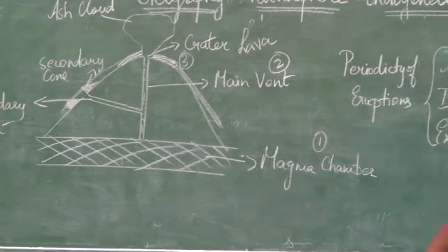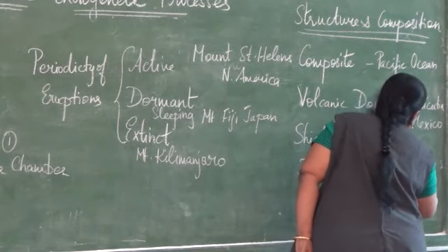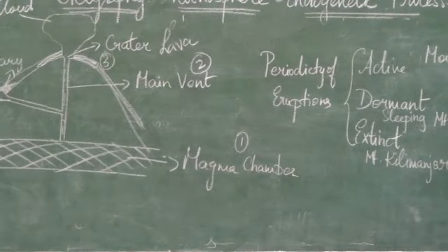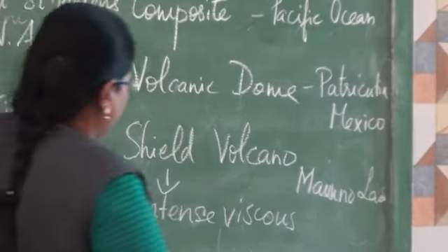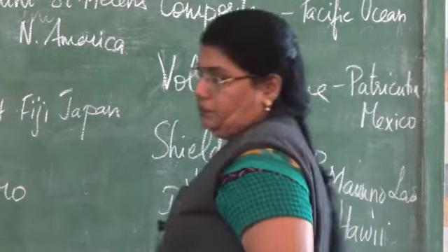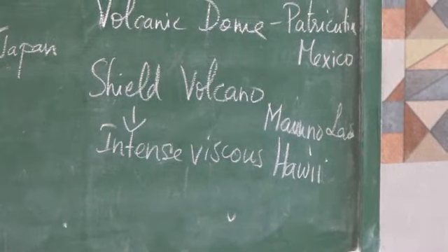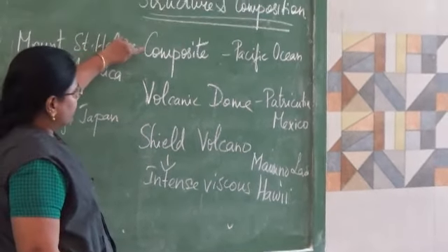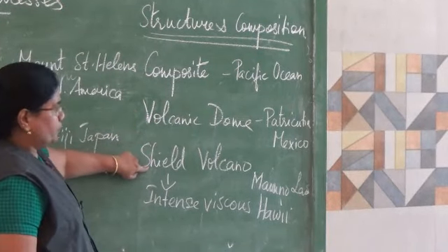For example, Mauna Loa, that is in Hawaii. So based on the structure and composition of the volcano, it is classified into composite, volcanic dome and shield volcano.